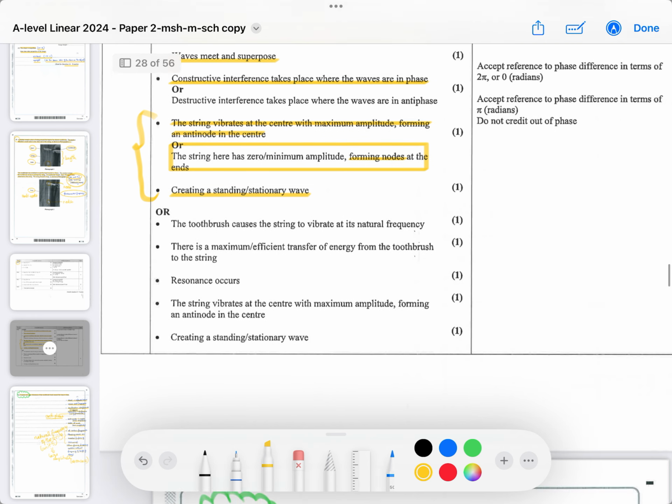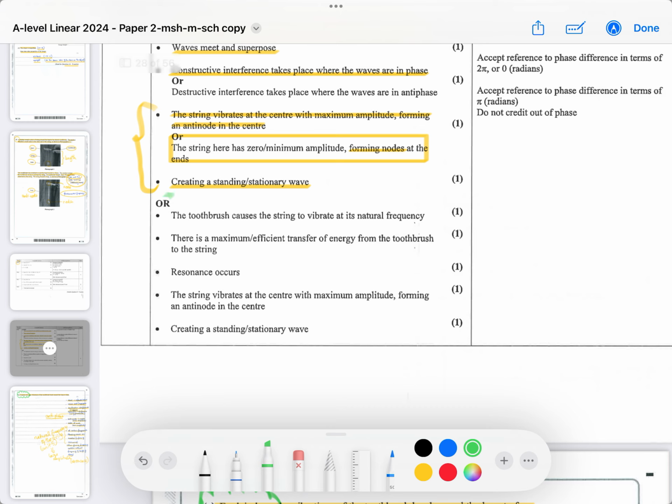There is an alternative method here that they're allowing. So let's have a look at it for the sake of completion. The toothbrush causes the string to vibrate at its natural frequency. That's what I was explaining to you. There is a maximum efficient transfer of energy from the toothbrush to the string. Yes? So that, for example, if you're pushing a child on a swing, you get the maximum transfer of energy to the child on a swing if you keep pushing it when the child is reaching the end of a swing. Okay, and that's what you do when you push someone on a swing. And this is called resonance.